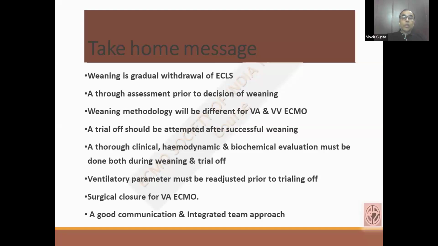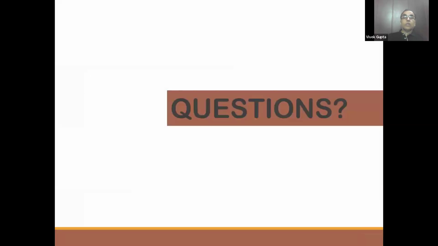Ventilator parameters in both cases, whether it's VA-ECMO or VV-ECMO, must be readjusted prior to trialing off. For VA-ECMO, it is a surgical closure, while for VV-ECMO, you can just remove the cannula and apply pressure. What is more important? A good communication and integrated team approach for a successful decannulation.